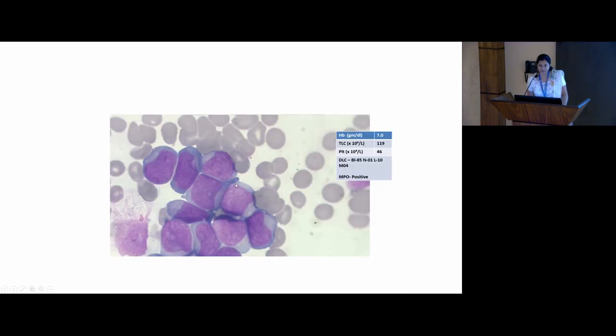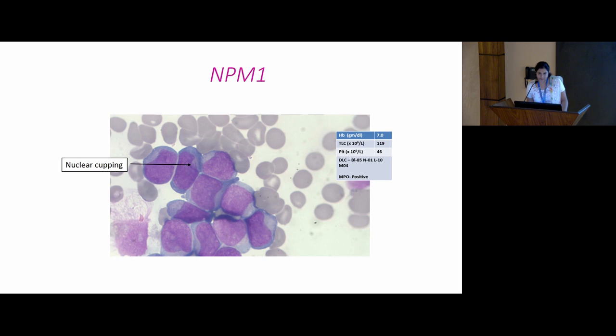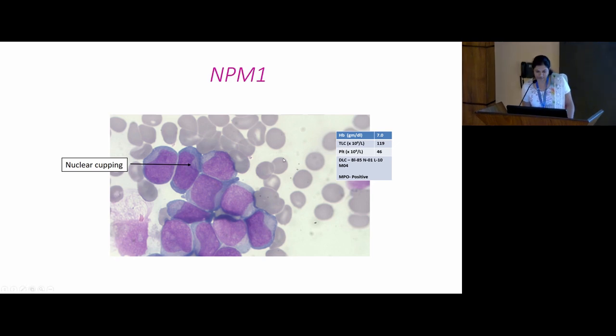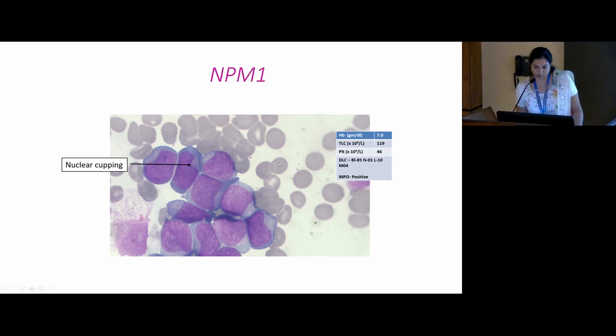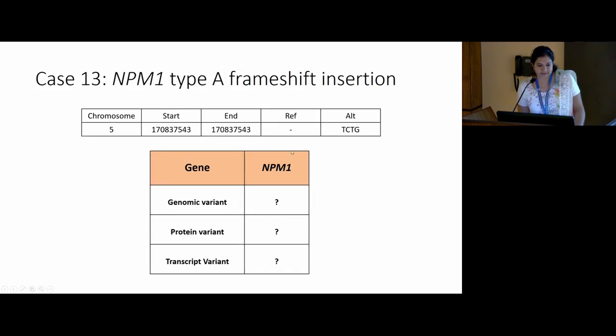So this is the peripheral blood morphology picture in a newly diagnosed case of AML. What peculiar feature can you appreciate here? Yes, so the most common defining genetic abnormality associated with it is NPM1. So it is important for us to know the nomenclature of NPM1. So we'll go to case 13, NPM1 type A frame shift insertion.